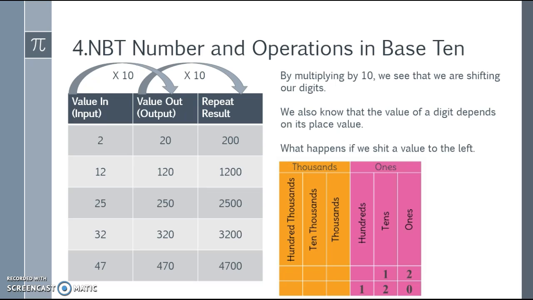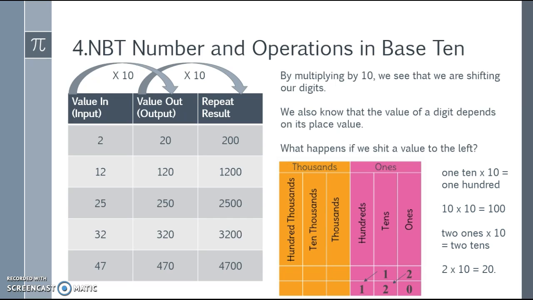So I see that going from 12 to 120, I'm shifting my pieces to the left. So my tens goes to the hundreds, my ones goes to the tens, and then I use 0 as a placeholder. So 10 times 10 is 100, and 2 ones times 10 is 2 tens. So 2 times 10 is 20.